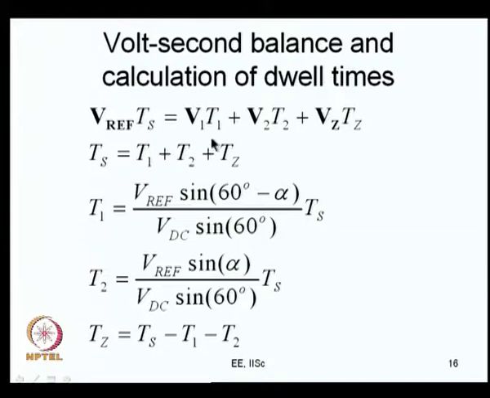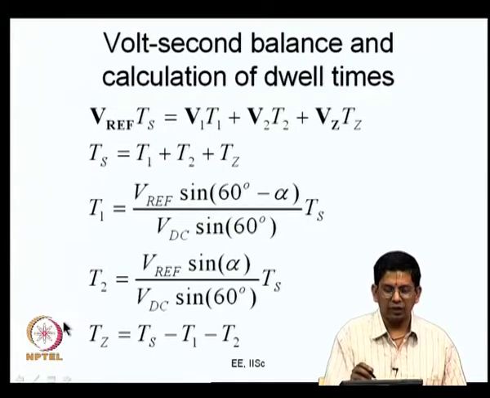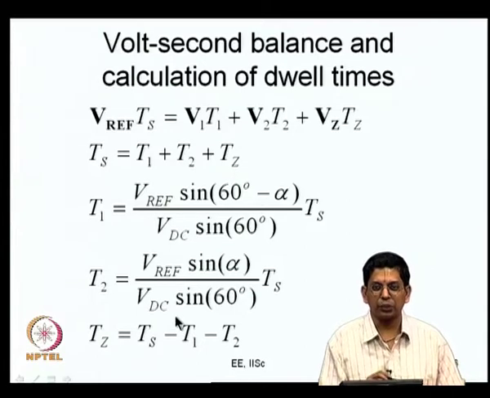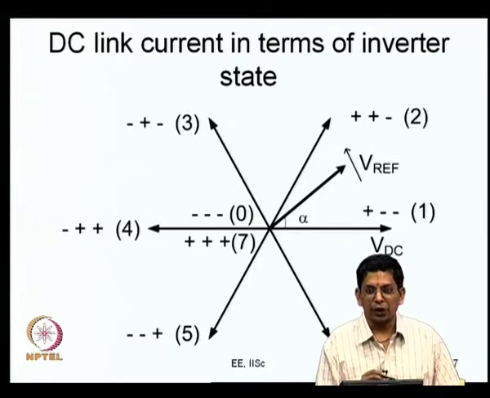And these are how to calculate T1, T2 and Tz. That depends on the values of Vref and alpha, and this is how we do it, as we have been looking at in the last several lectures. So, now what do we do?